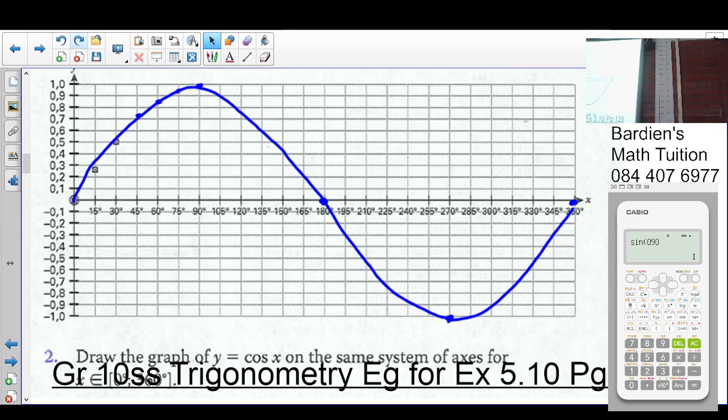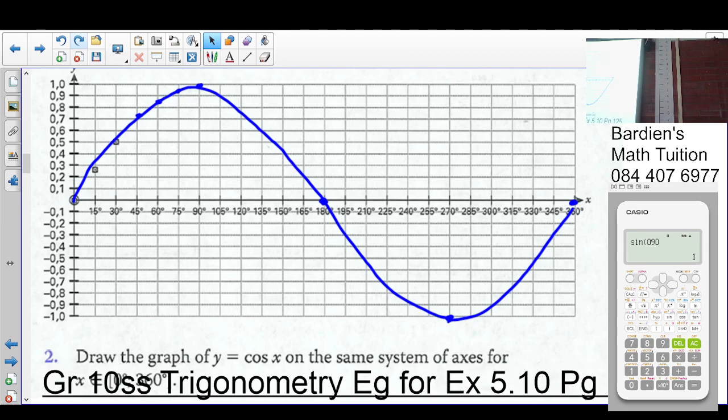Okay. Then it says draw y is equal to cos of x on the same system of axes.